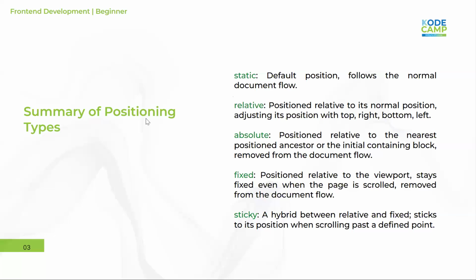So this is a summary on positioning. So we have the sticky, default position of float and normal. And we also have relative, which I just explained. Relative positioning is in its normal position, adjusting the position from top, right, bottom, and left. Absolute positions relatively to the nearest positioned ancestor or initial containing block. So this actually kind of looks theoretical, but we are definitely going to use it in practical.